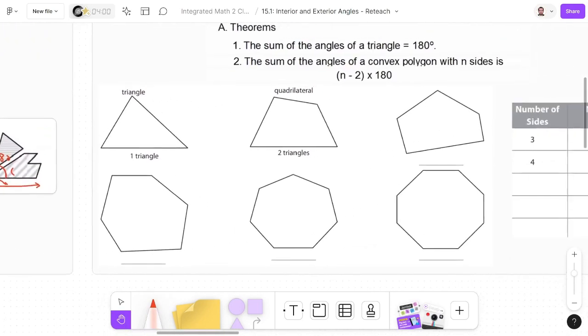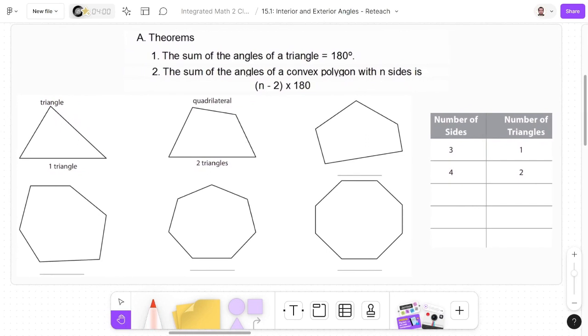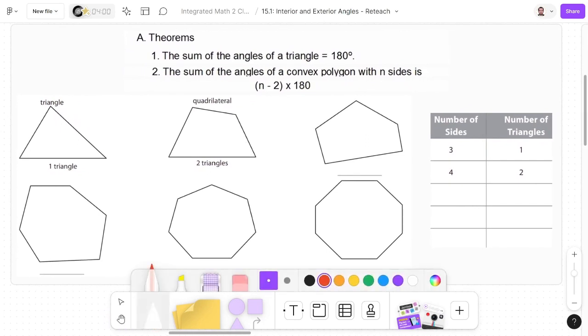Now, let's have a look at the theorem of the sum of the angles of a convex polygon. If you look at this question, we have a theorem. The theorem says, number one, the summation of angles of a triangle is equal to 180. This is what we just proved. So angle A plus angle B plus angle C is equal to 180. How can we write a rule that represents all the triangles equaling 180?